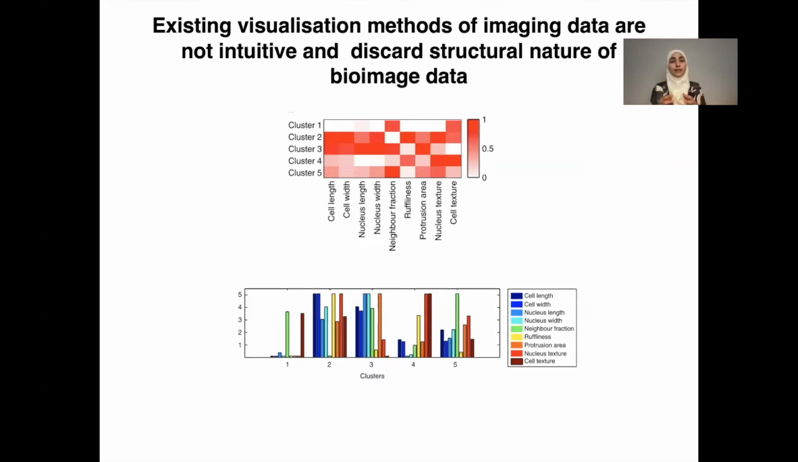So in general, the existing visualization methods are very limited. We have mostly heat maps and bar charts, and that's used with any data type. Not only are they not intuitive and difficult to link to the original data, but they also discard the structural and the semantics of the images.